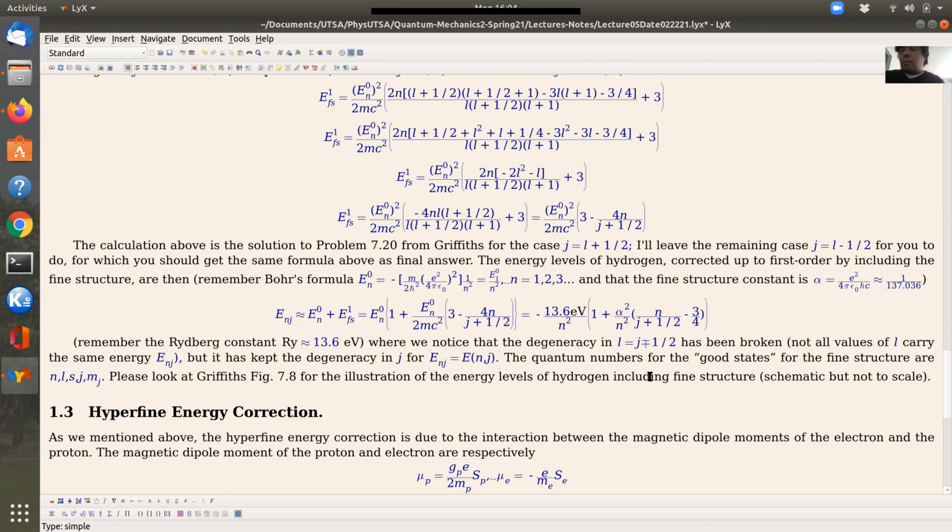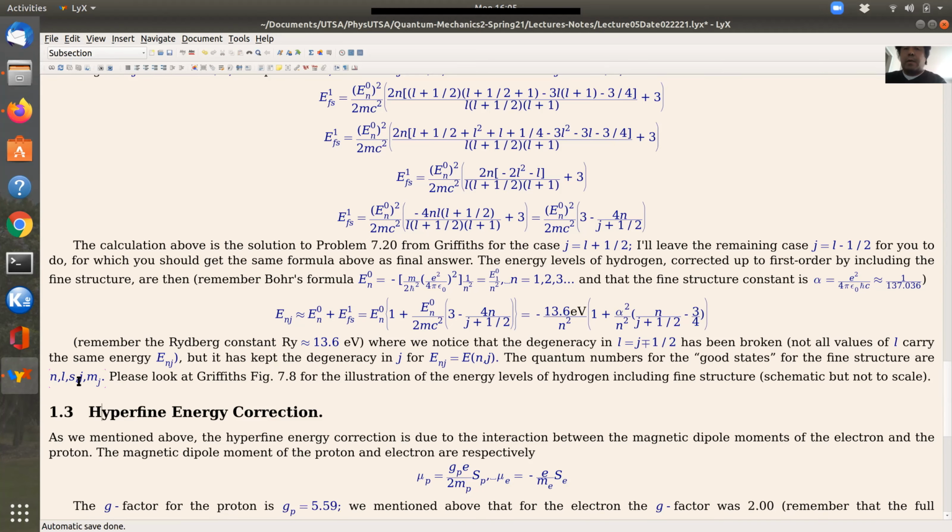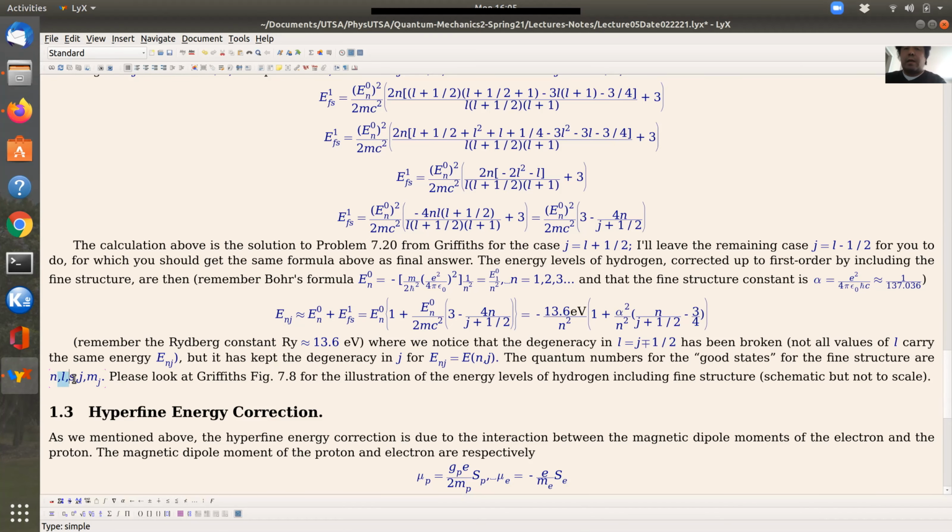One last thing to point out is that the quantum numbers for the good states for the fine structure problem are basically n, which you would expect because it's defining the energy, L, S, J, and only the Mj, which is related to the z component of the total angular momentum, right? So this also gives you more to think about the degeneracy in J with these other possibly different quantum numbers, right? The L, S and MJ.